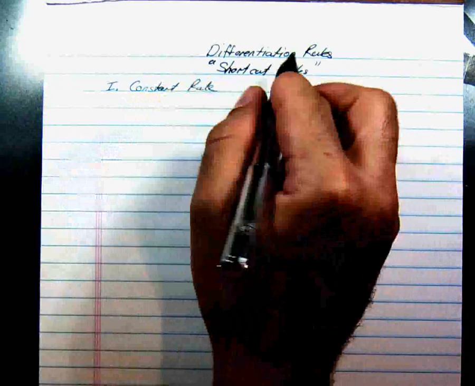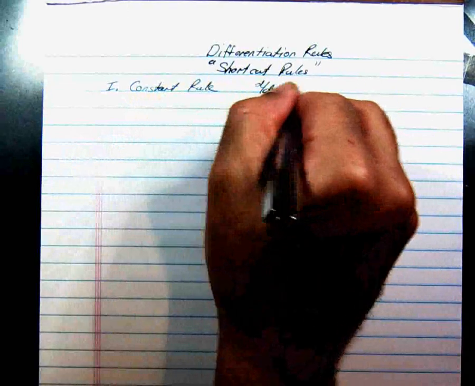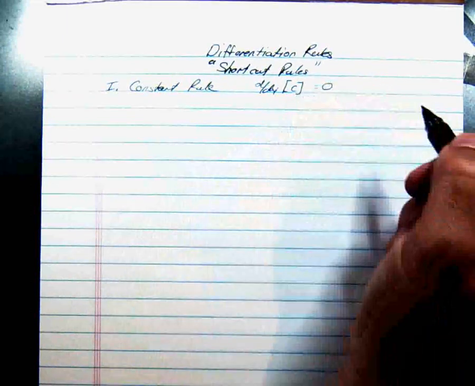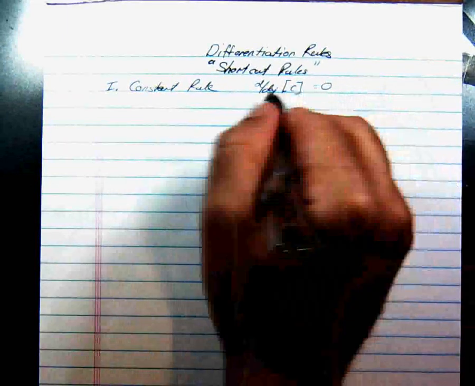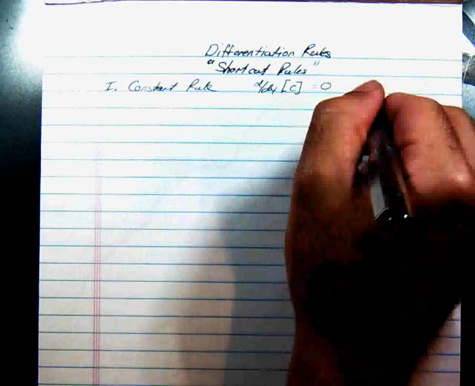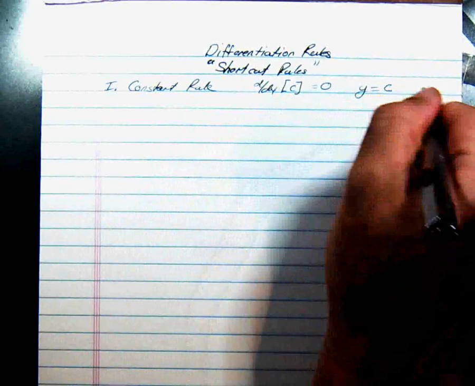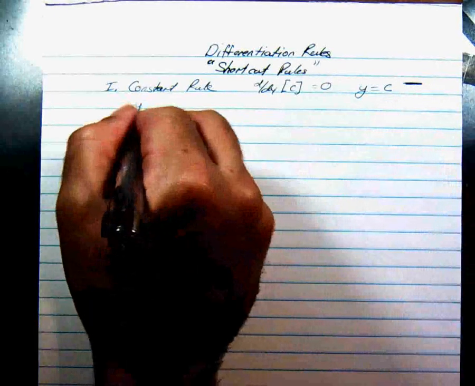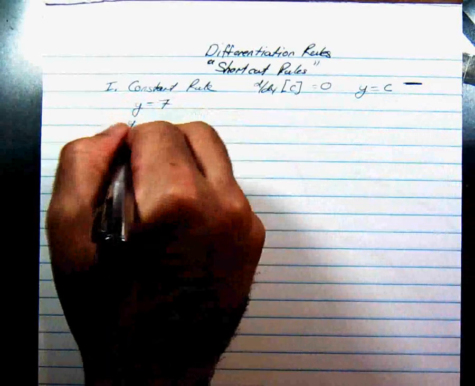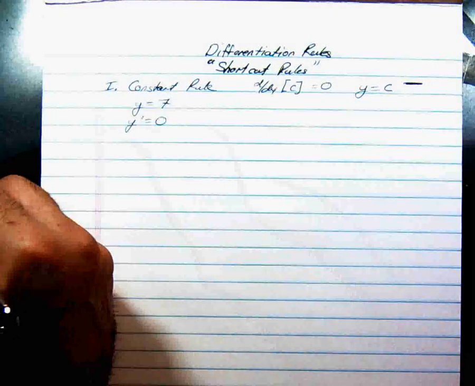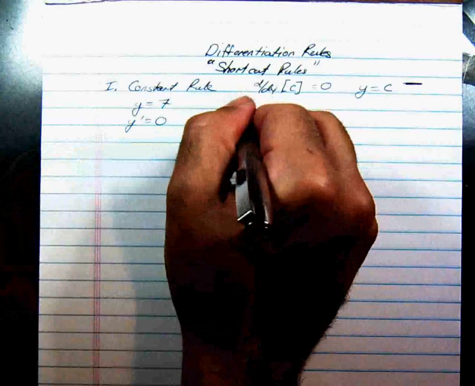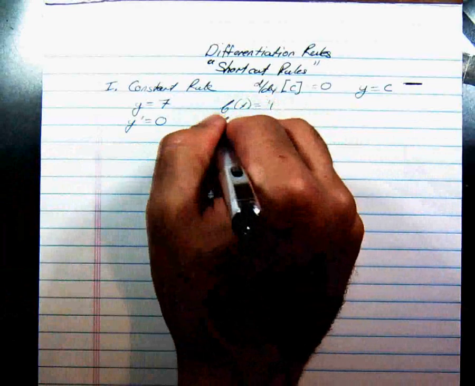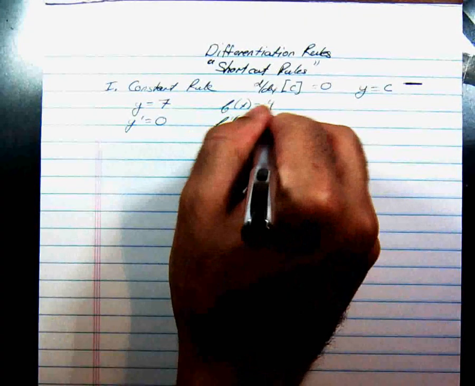And all the constant rule says is that the derivative of any constant, which we'll use the letter C, is 0. And if you think about it, it makes sense, because remember, the derivative is a slope. And any time you have y set to a constant, it's always a horizontal line, and the slope is 0. So for example, if I have y is equal to 7, then y prime, the derivative, is just going to be 0. Similarly, for f of x equaling 4, let's say, f prime of x is equal to 0.